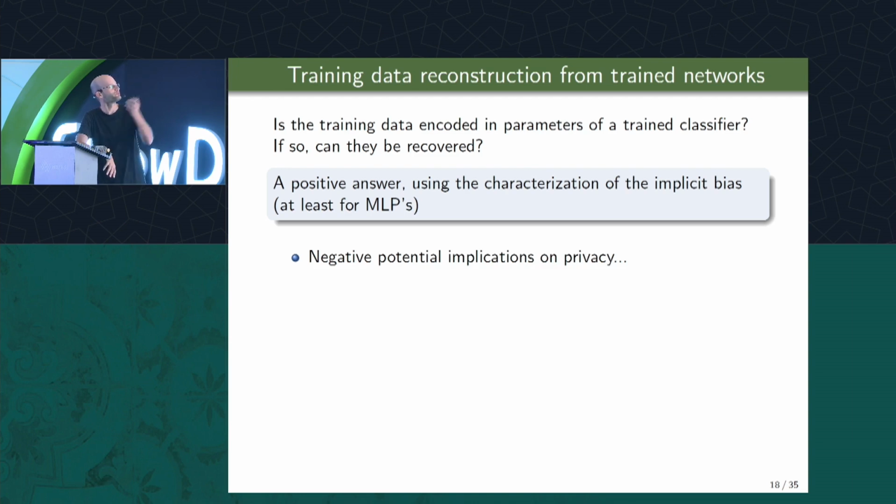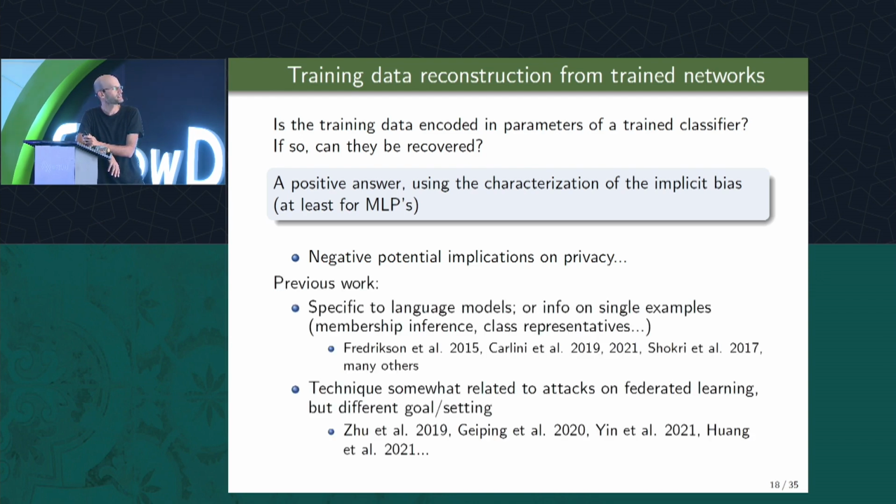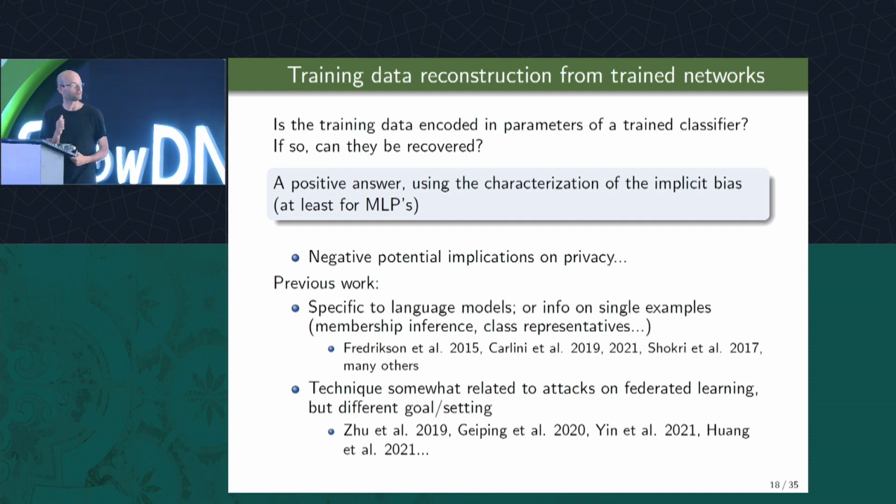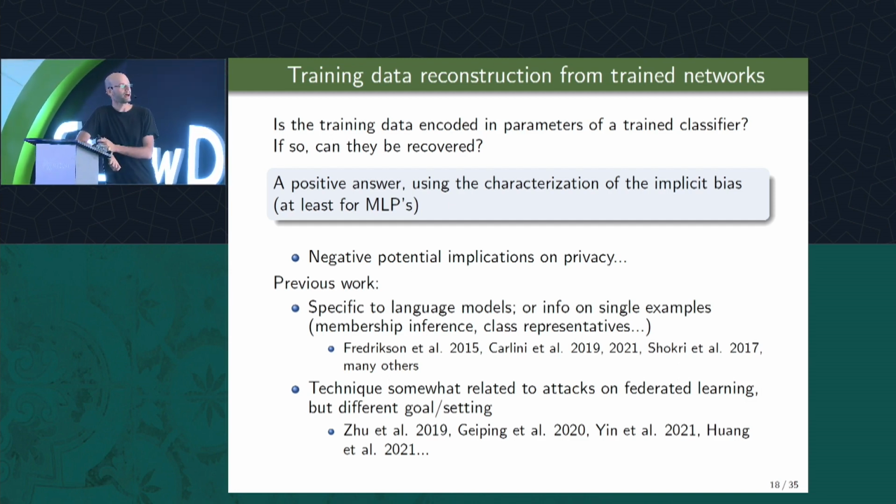And of course, if this is true, then it has negative potential implications on privacy, because it means that if the network was trained on sensitive data, at least in principle, it might be possible to extract that data. As I said earlier, there have been some previous works along these lines, but they were either specific to language models or focused on getting information on single examples. Just find some example from the training data or some representative. But I really want to talk about extracting entire chunks of the training data.